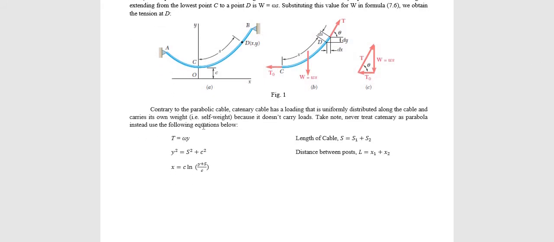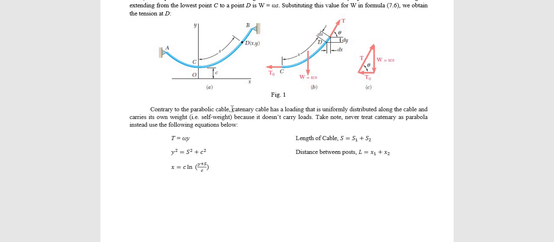So, compared to sa parabolic cable, yung catenary cable has a loading that is uniformly distributed along the cable and carries its own weight, that is self-weight, because it doesn't carry loads. Yun yung sabi ko kanina. Take note, never treat catenary as parabolic cable. Highlight dito is never ever treat a catenary cable as if it is a parabolic cable, because iba yung analysis kapag sa catenary at iba yung analysis kapag parabolic cable.